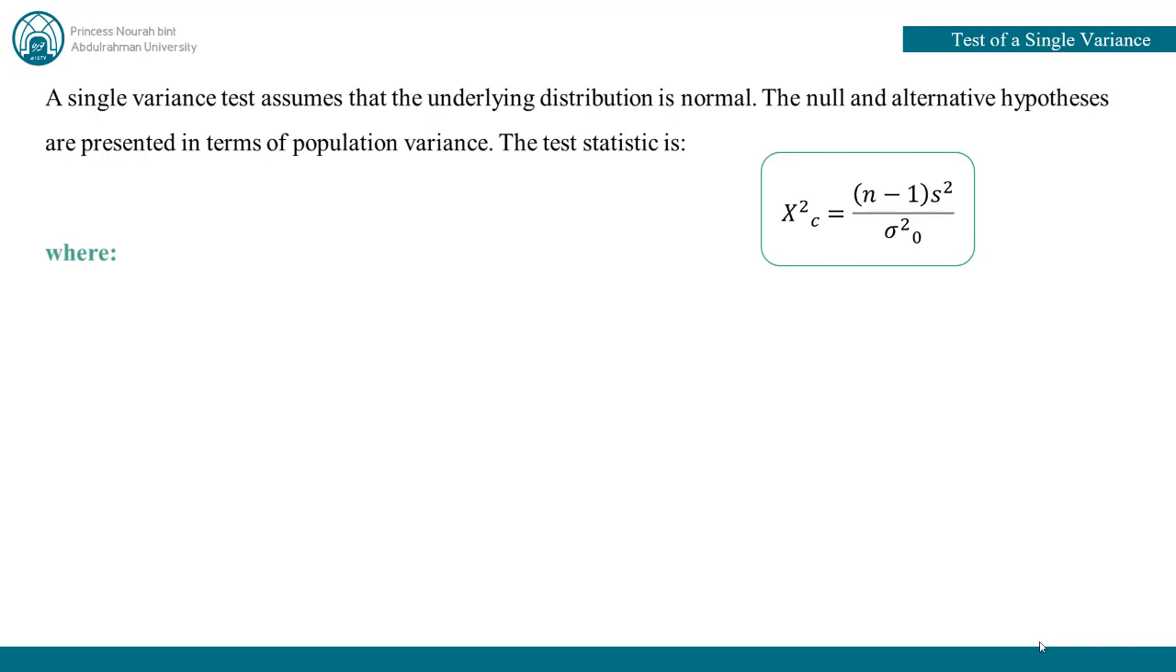A single variance test assumes the underlying distribution is normal. The null and alternative hypotheses are presented in terms of population variance. The test statistic is in this form: chi-square with degrees of freedom k equal to n minus 1, times s square over sigma square, under the null.